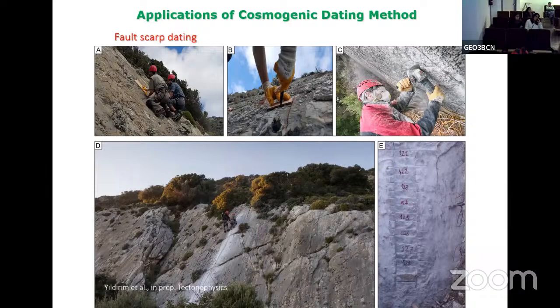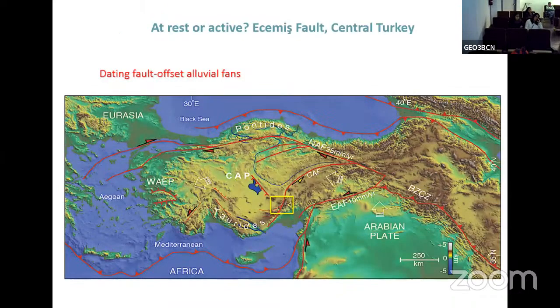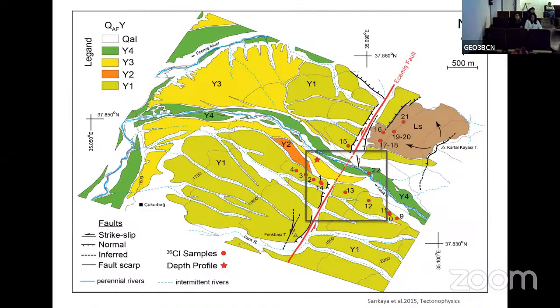So I just wanted to show this, and I'll skip and show you another area where we worked, where Anna was there. I took them to the field last year. This is the Ecemiş fault, one of the major faults. Of course, you know the North Anatolian fault. This is the equivalent of the San Andreas fault, exactly the same system.